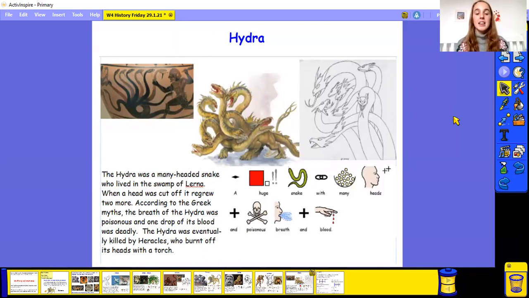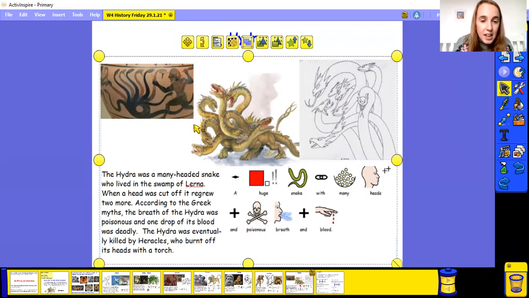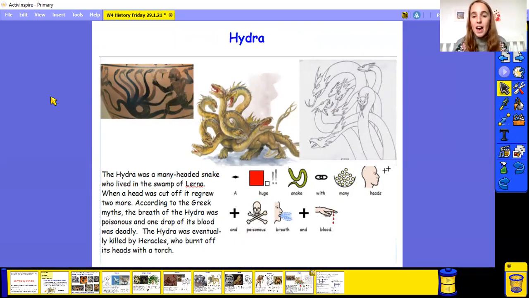But the Hydra lived in a swamp of Lerna and it was a many-headed snake. So if you saw a creature that had lots of different snake heads and if you chopped a head off, it would grow back. If you chopped another head off, it would grow back. It was a nightmare to try and defeat, which is why it was one of Hercules' challenges. And obviously, if you don't want its poisonous breath or blood to touch you, that's quite challenging. So you can see here on an ancient vase, Hercules trying to defeat the Hydra. And you can see lots of snake heads on that Hydra. So it was quite a scary looking creature. All of them are really, apart from Pegasus.